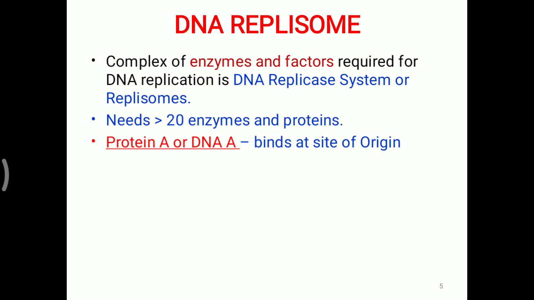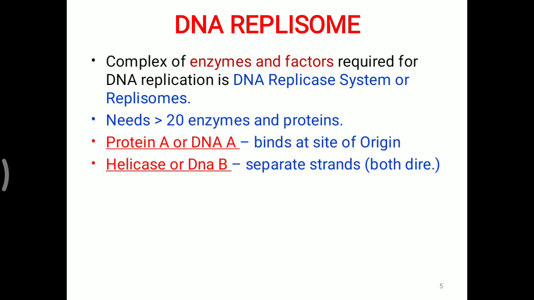First, protein A or DnaA, which binds at the site of origin, that is the origin of replication. Another is helicase or DnaB, which separates the strands of the DNA in both directions. So you have to remember protein A, helicase, or otherwise DnaA and DnaB, which can be asked as an MCQ question.